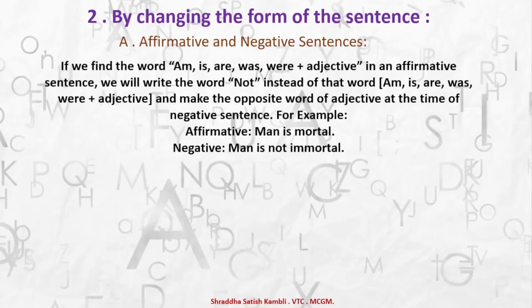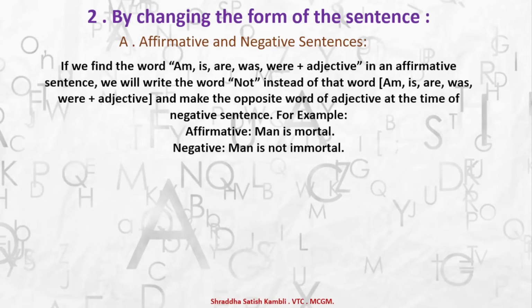If we find the word am, is, are, was, were plus adjective in an affirmative sentence, we will write the word not instead of that word, am, is, are, whatever, and make the opposite word of the adjective at the time of the negative sentence. So when you say not, then the adjective becomes the opposite. You make the adjective into opposite.